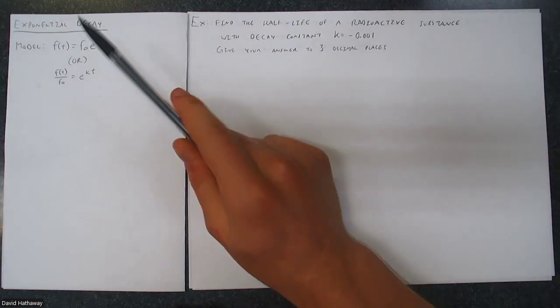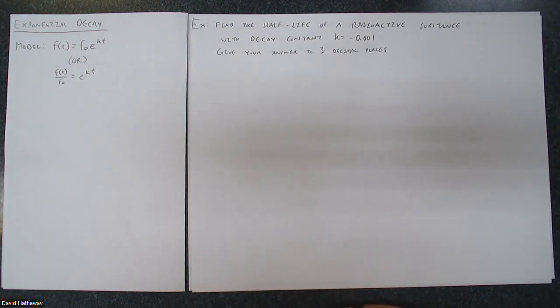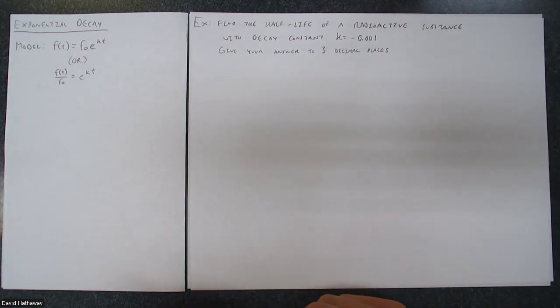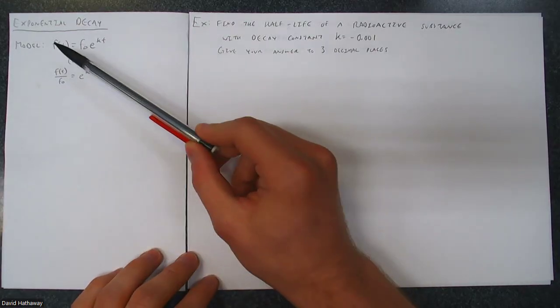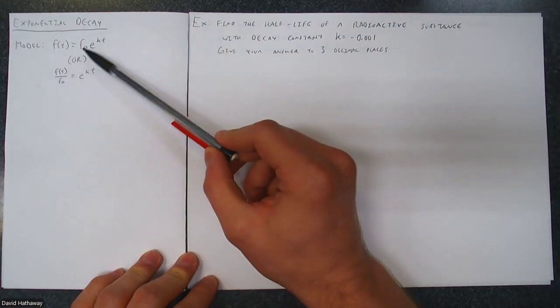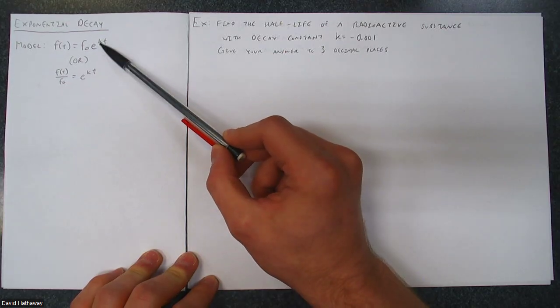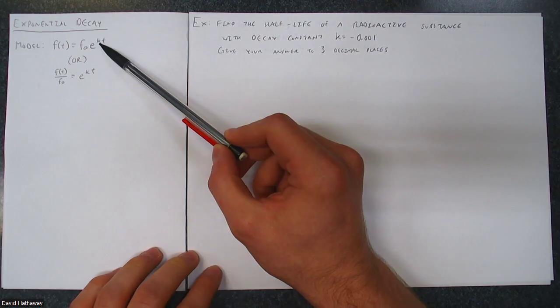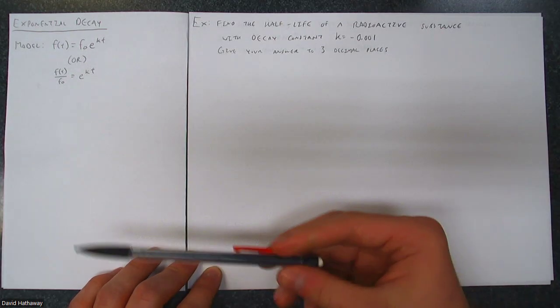All right, the main thing to remember with exponential decay is the two models that we use to look at it, to quantify it. F of t is equal to f naught e to the kt, where f naught is our starting value, k is our exponential decay constant, t is time, and f of t is how much of that substance remains after t time.